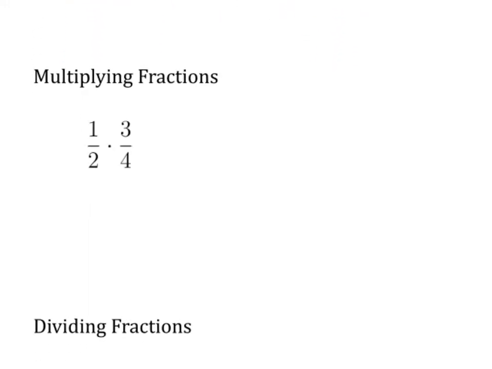All right, now when we multiply fractions, this one I would say is the most straightforward operation, because when we multiply fractions, all we need to do is multiply the numerators together and multiply the denominators together. So what we actually get is 1 times 3 is simply 3. And 2 times 4 in the denominator is 8. So 1/2 times 3/4 is 3/8.